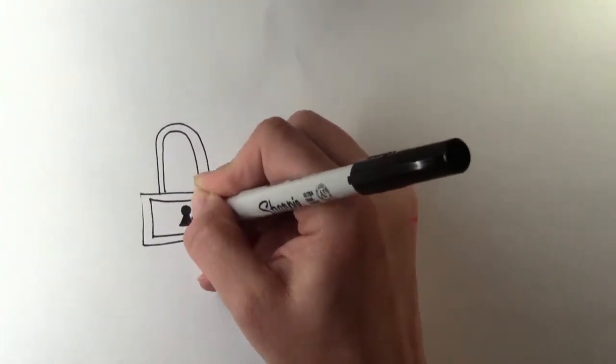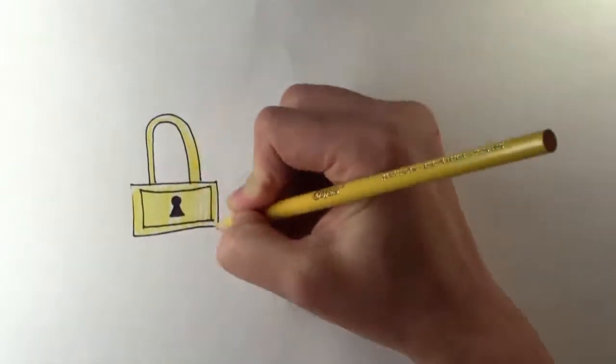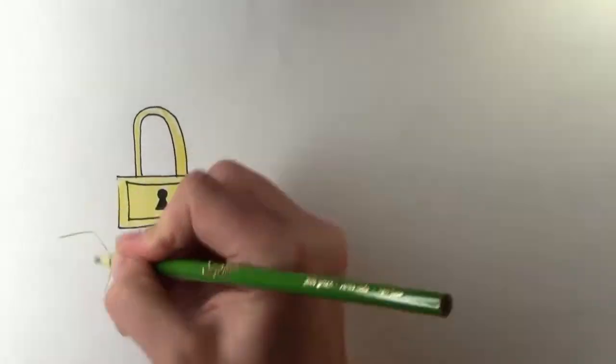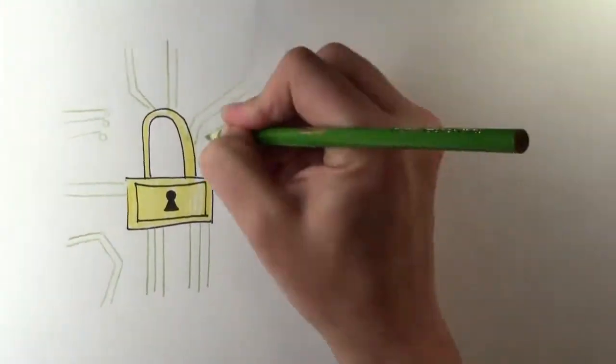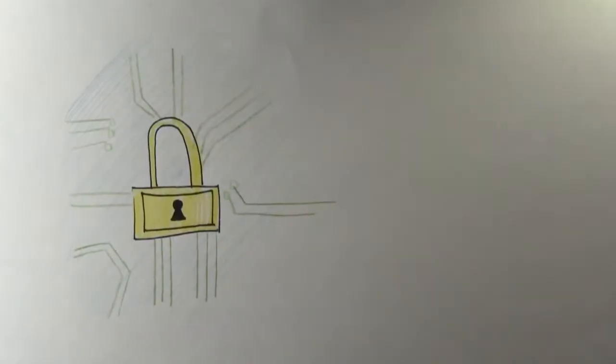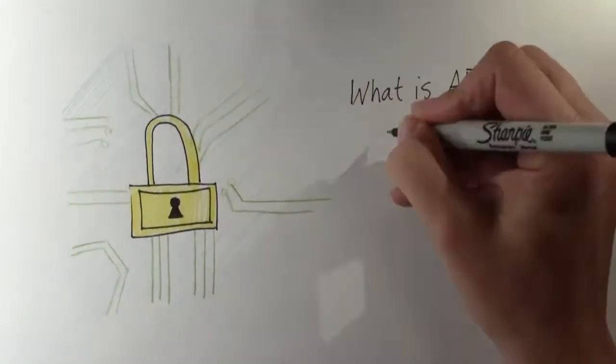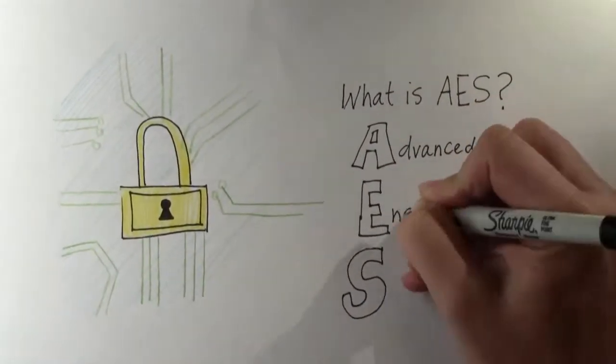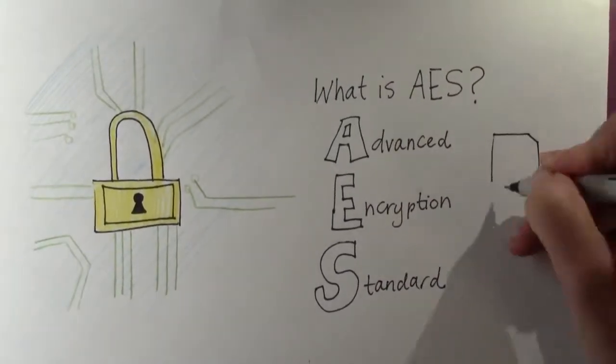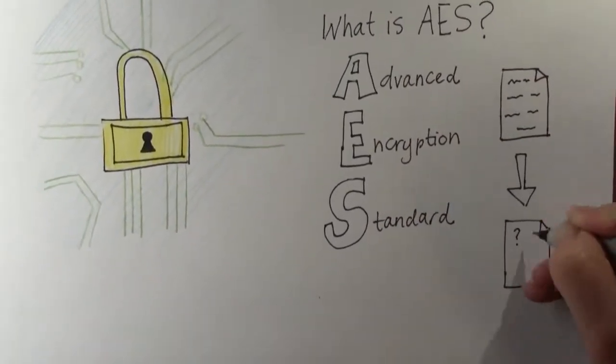In this video, we will explore the fundamentals of a widely used encryption algorithm known as AES. To begin, let's first ask, what is AES? AES stands for Advanced Encryption Standard and is an algorithm that encrypts plain text and outputs ciphertext. Before we get into the algorithm itself, let's first discuss its historical context.